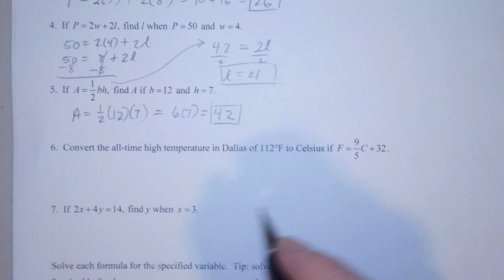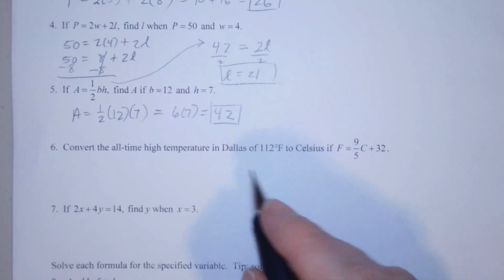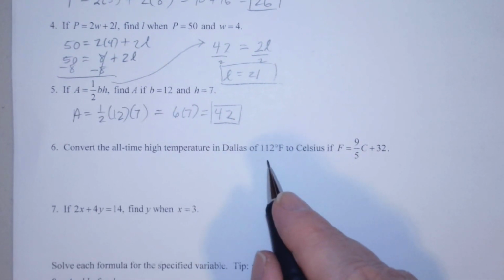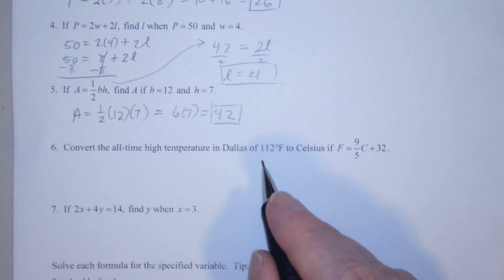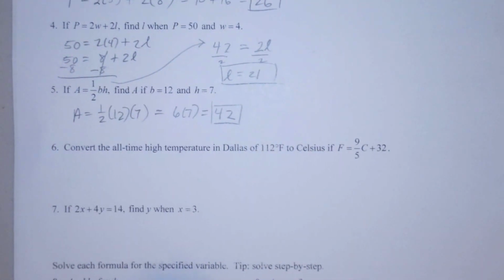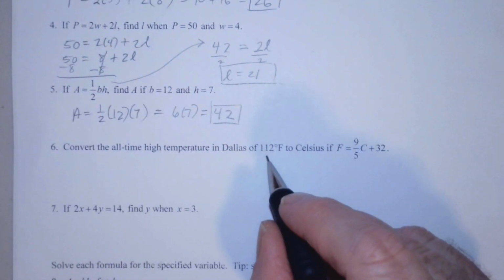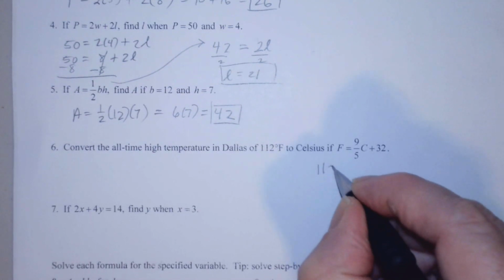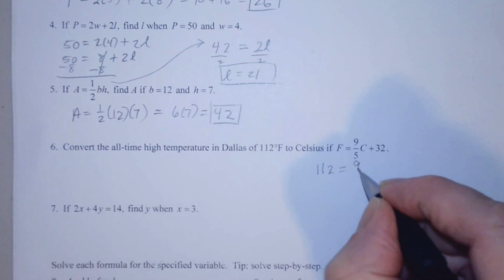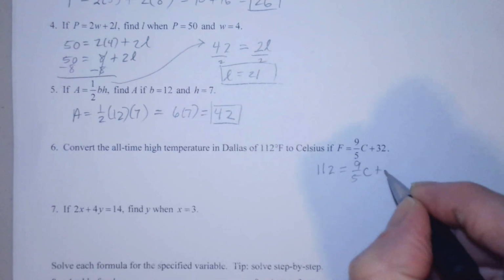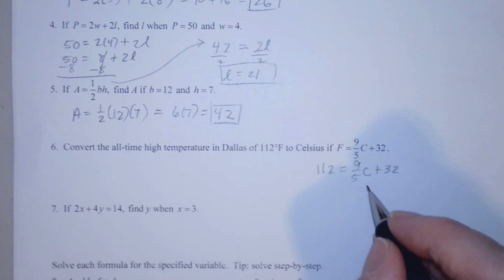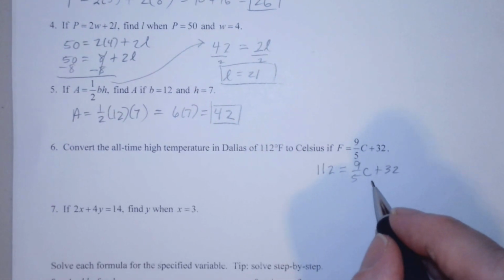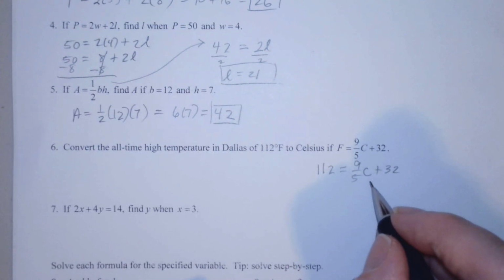All right, on number 6, it says convert the all-time high temperature in Dallas of 112 degrees Fahrenheit to Celsius. So notice we have the Fahrenheit temperature, so we're going to plug that in here. That's 112, and it's equal to 9/5 C plus 32. So we need to solve this equation for C so that we'll have the Celsius temperature.